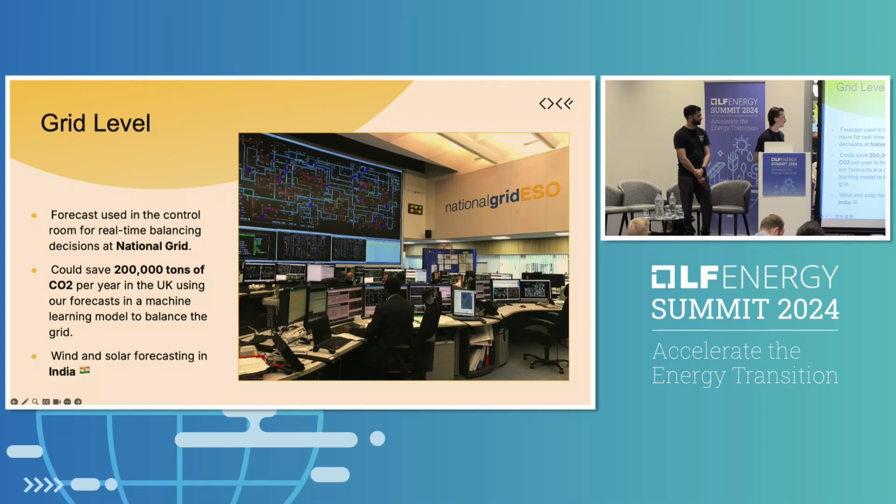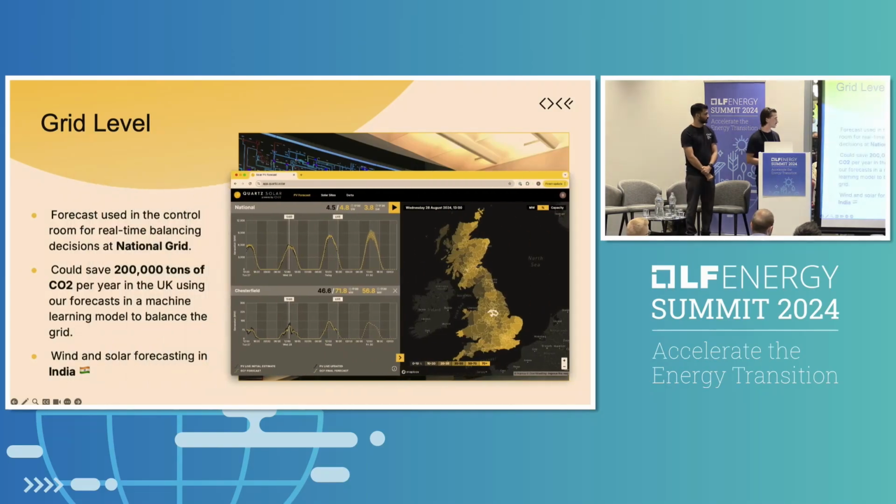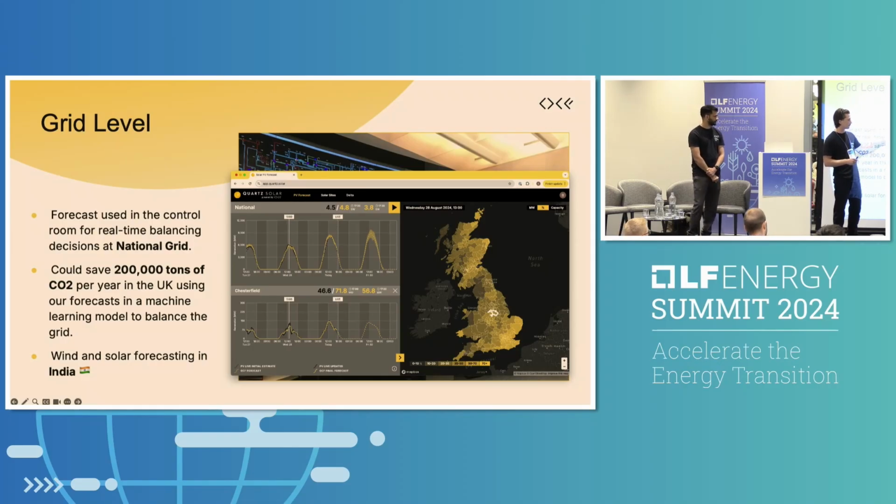So we have a couple of different solutions. One of them is at the grid level, and our forecasts are currently being used in the national grid to help them with real-time balancing decisions. We serve up the forecast via an API, but we also have a UI, which is up on one of their screens in the control room. What you have here on the right-hand side is a picture of the UK broken up into each grid supply point region. We make a forecast for each of these 317 different grid supply points in the UK, and you can see an example forecast here in the bottom left.